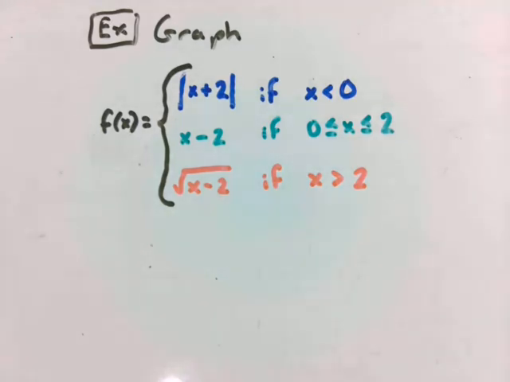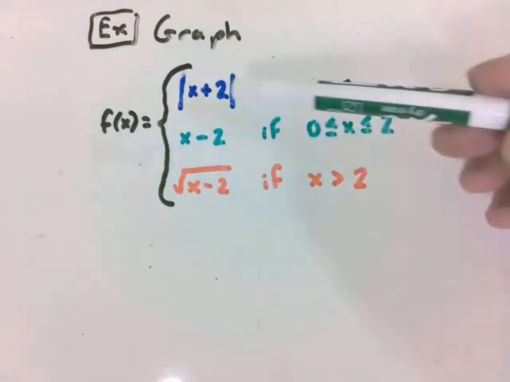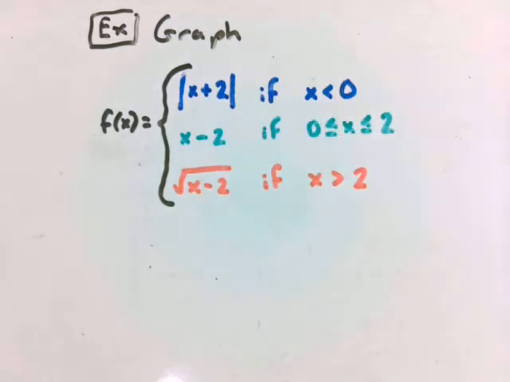There's a couple of different ways of approaching this problem. One of them would be using a table, and then the other is using our parent function knowledge and our knowledge of transformations to be able to go through and do these problems.